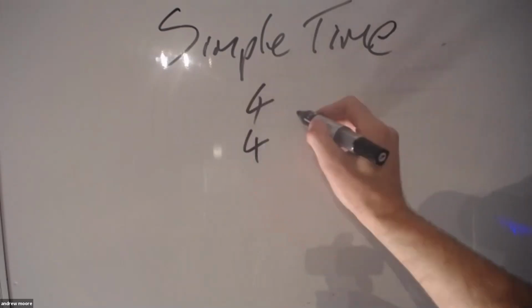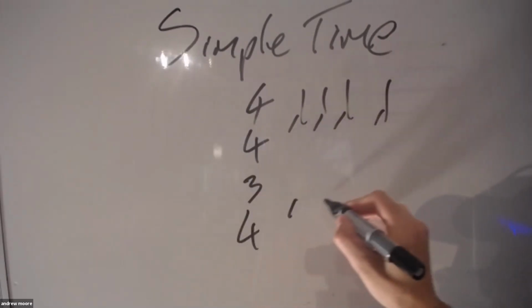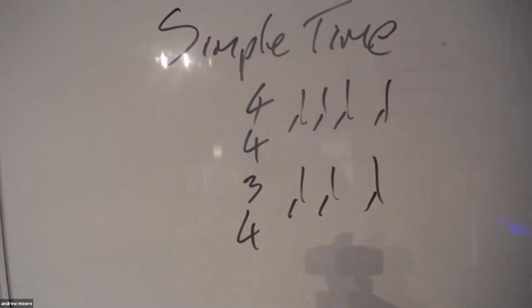Now, simple time is where literally the top number and the bottom number just tell you how many beats there are in the bar. And that's it. So you'd have 4/4. Okay, we've got 4 crotchet beats in a bar. Okay, 3/4. You have 3 crotchet beats in a bar. Okay, there's the beat. I'm not going too much into this because this was on a previous course and I don't want to.